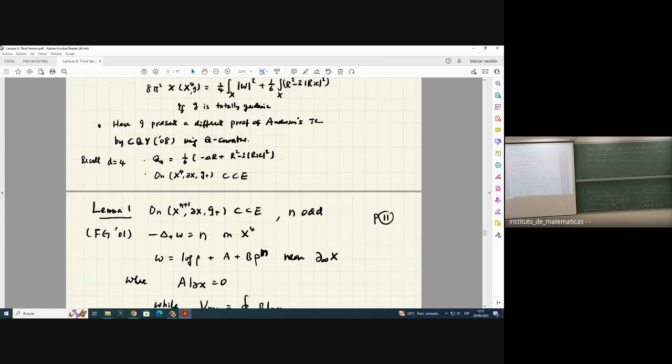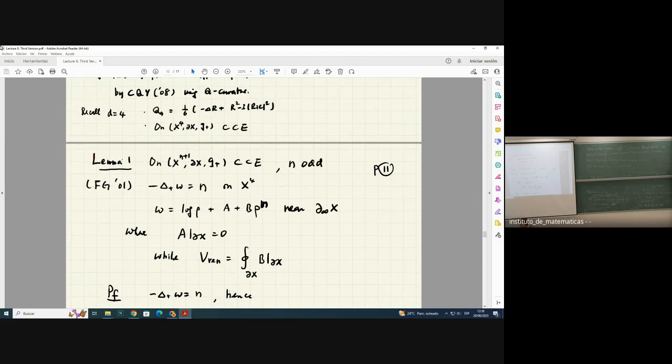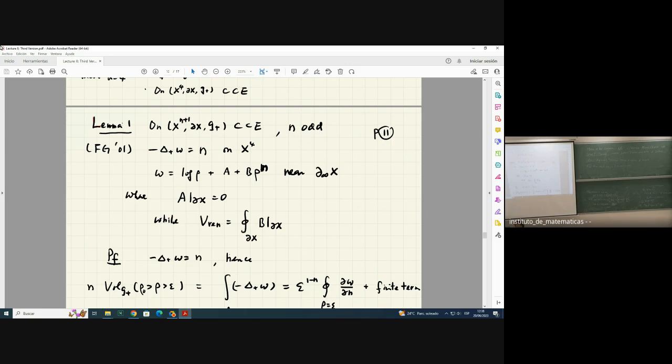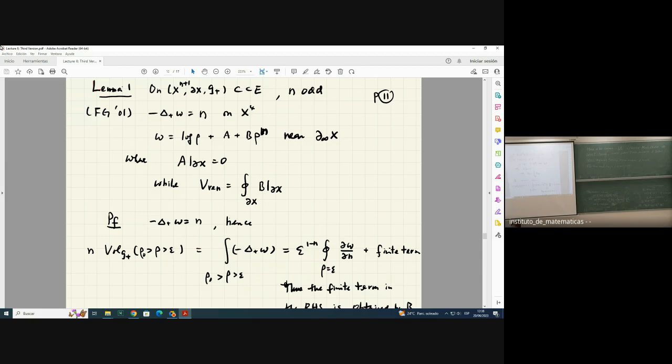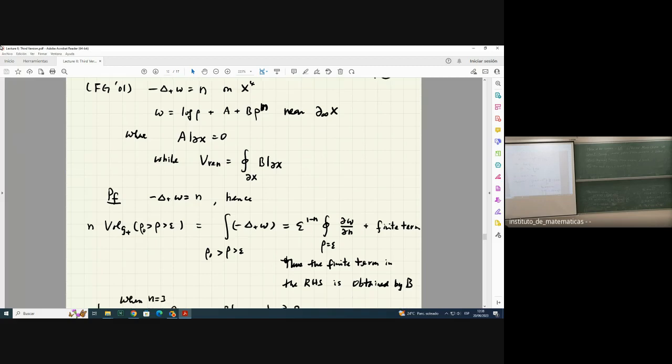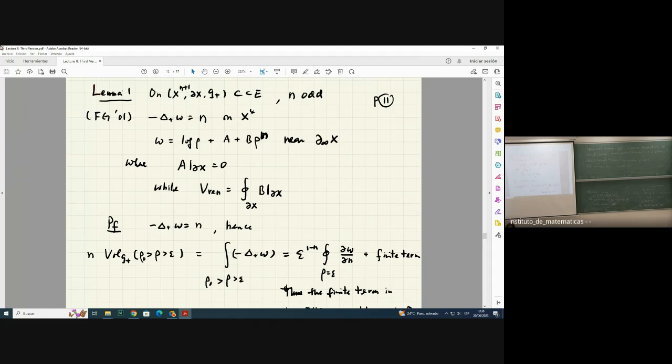And that's achieved by the following two lemmas. The first lemma is, for simplicity, some of the lemmas are true for general n, but in general I only talk about the n equal to 3 case. The first lemma is to look at the asymptotic behavior of the solution of Laplacian of w equal to n on X^(n+1); when n equals 3 it is X4. And then this w has asymptotic behavior log rho plus A plus B times rho to the nth power, and this A on the boundary is equal to 0. There is a lemma of Fefferman-Graham in their paper. They show that the renormalized volume V is nothing but the coefficient B on the boundary.